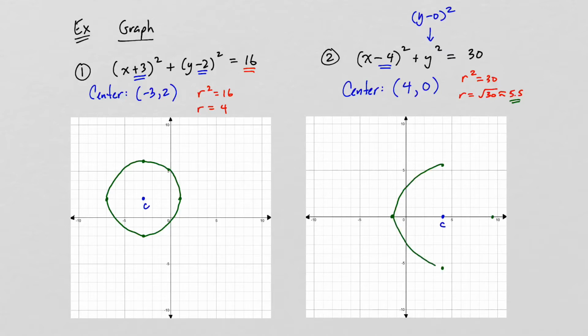And again, if you're doing this online in homework, usually the online programs will have a tool for you to graph your circle, and it's much, much easier to do. So these are the basics of graphing circles. Let's take a look at some other examples.